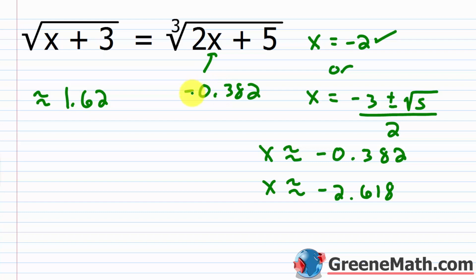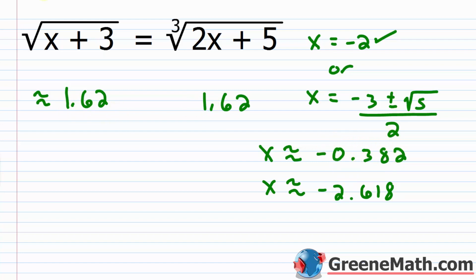So 2 times negative 0.382 would be negative 0.764. So let's say this is negative 0.764, then plus 5. That would give me 4.236. So I would have the cube root of 4.236, and I could approximate this to 1.62 as well. So these sides are approximately the same when we use, again, these approximations.